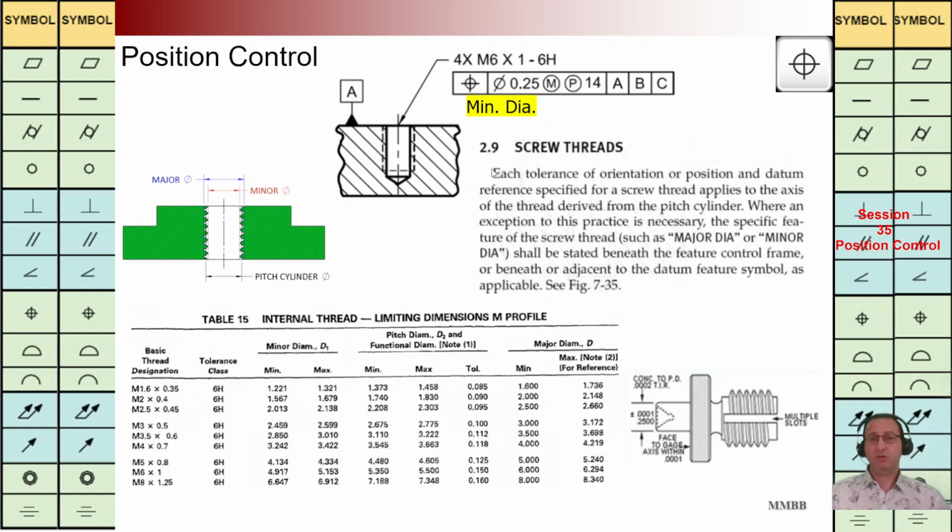But if we are going to write this minimum diameter, it means based on the value of the minimum diameter of this threaded hole, we control the position of this threaded hole. And in a standard, we can see what is MMC and LMC for that threaded hole.